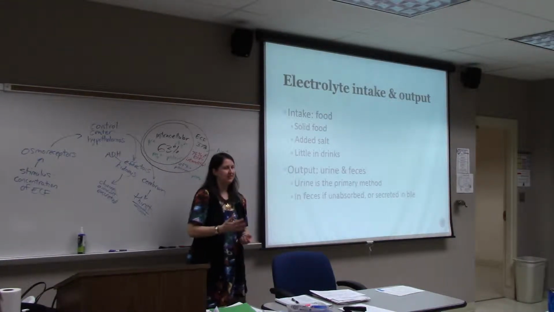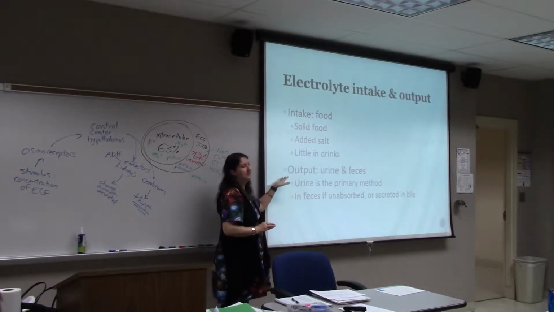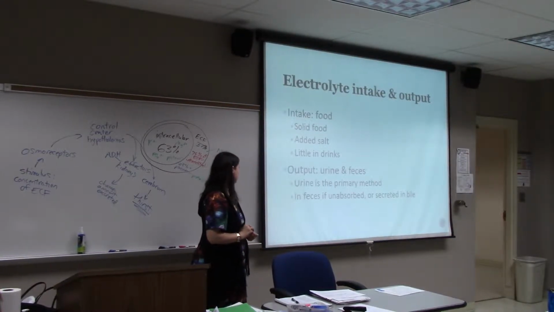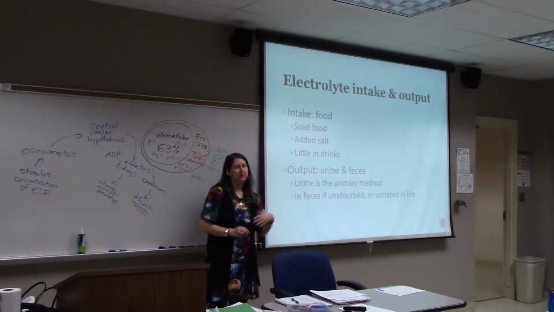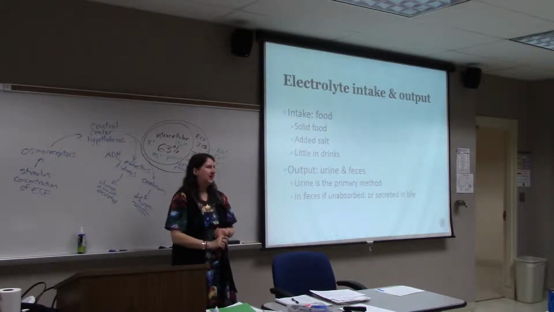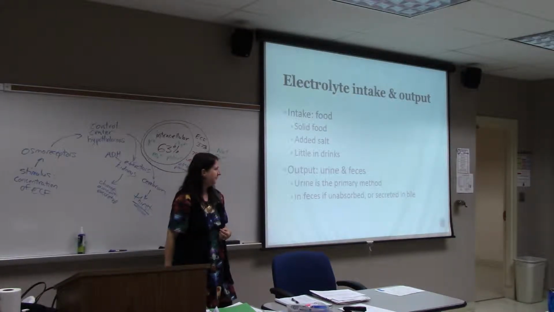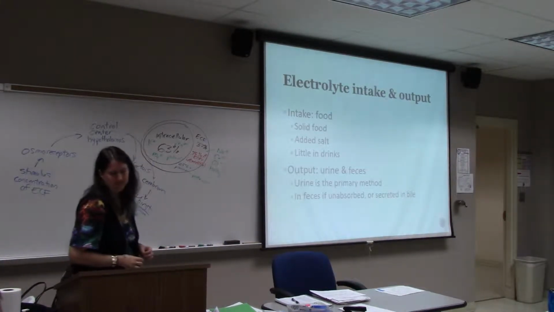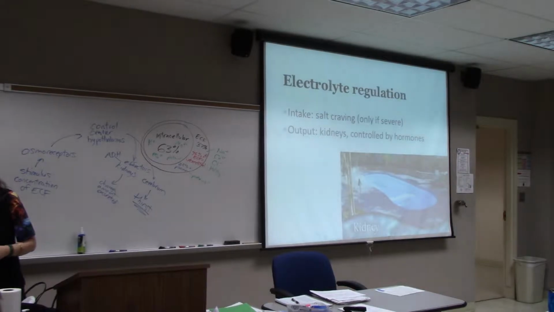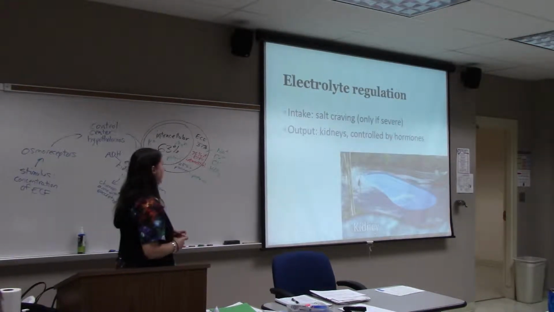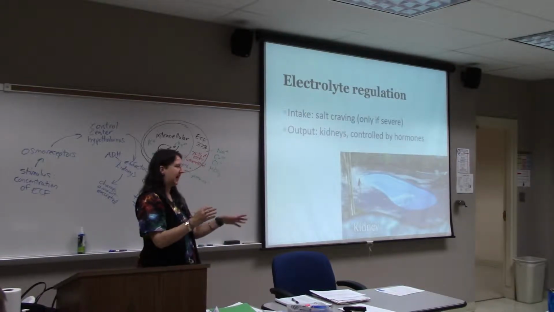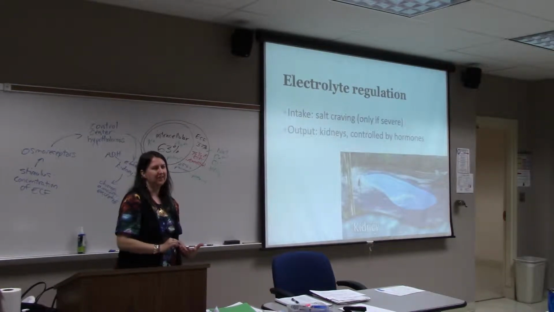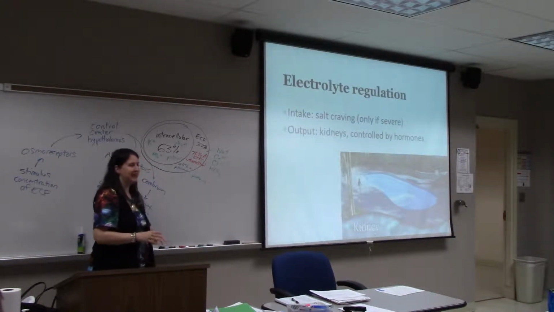Output of electrolytes is in the urine and feces. Urine is the primary method, where it regulates which ones are included in the urine versus reabsorbed. Electrolytes in feces would be there if they're not absorbed from the food, for example, we don't absorb all of the calcium, or if they've been secreted in the bile. Regulation of electrolyte balance is mostly on the output side. For intake, if there's a severe deficiency, you could get a salt craving, but that has to be pretty strong.